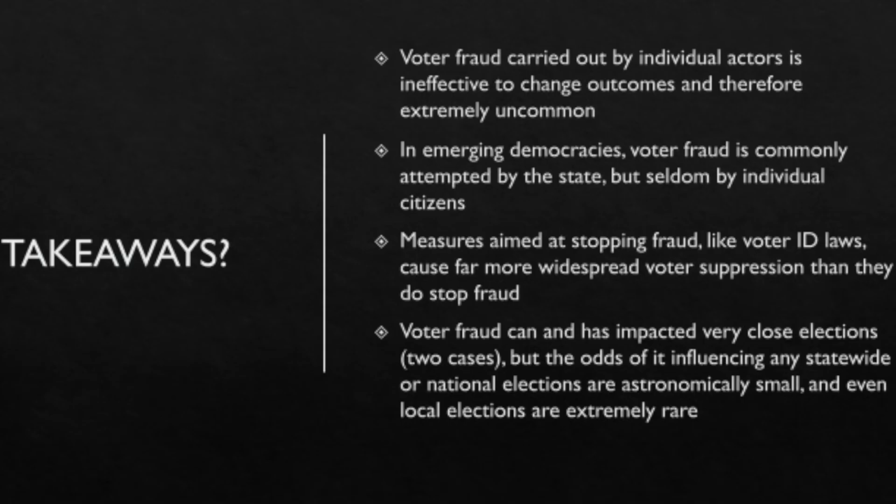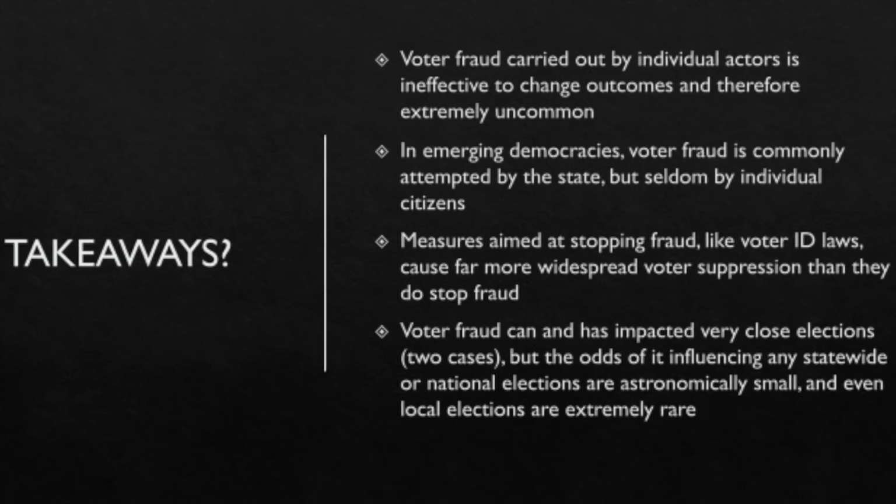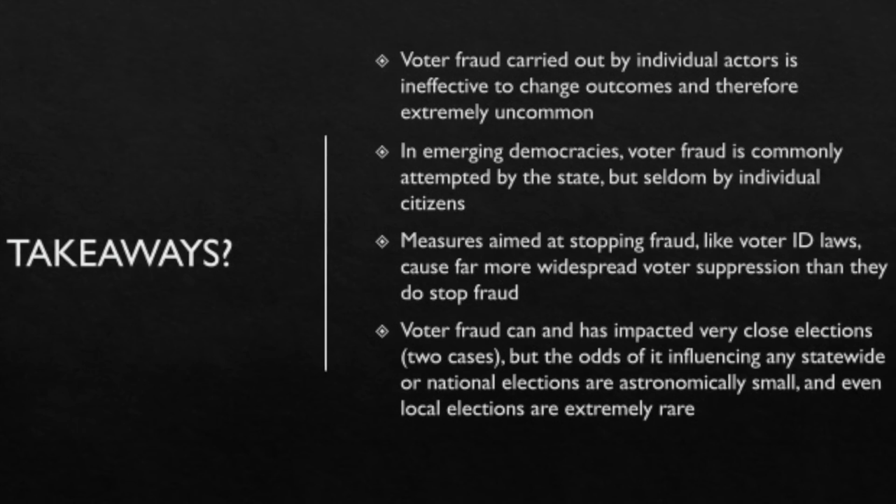So what are some takeaways from this information? So I want to point out voter fraud carried out by individual actors is extremely ineffective and inefficient to change electoral outcomes, which is why it's so uncommon in the U.S. and other countries like it. However, in other countries, the state can use voter fraud as a means to change the electoral outcome since it controls the process. So internationally, voter fraud can happen, can be seen attempted by the state, but seldom by individual citizens in any meaningful way, which is why occurrences of it are so rare.